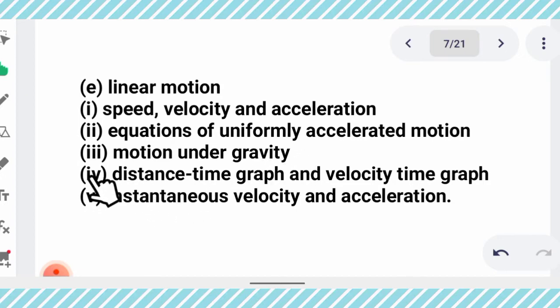Then here is the distance time graph and velocity time graph. In this place, you just have to possess little knowledge of graphs. Then here is instantaneous velocity and acceleration. Instantaneous velocity is the velocity at any instant of time, and instantaneous acceleration as well is the acceleration at any instant of time.